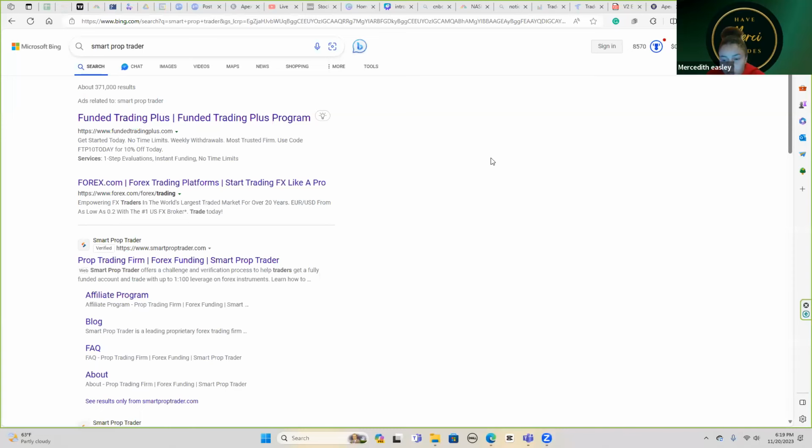Can you take trades from TradingView? Yes, you can take trades from TradingView using Apex because Apex connects to Tradovate and Tradovate lets you use TradingView.